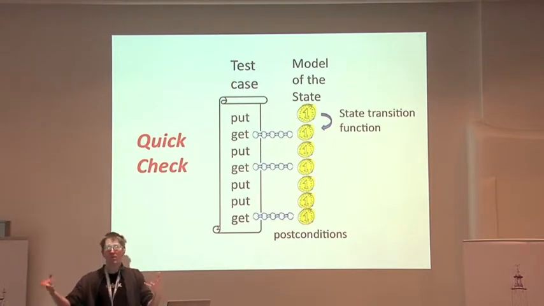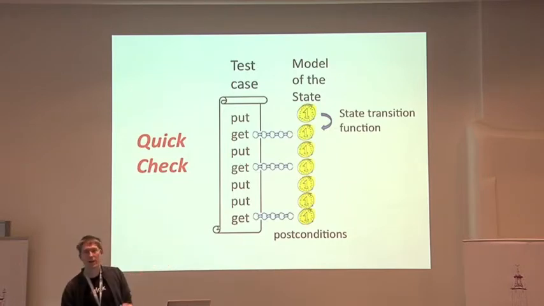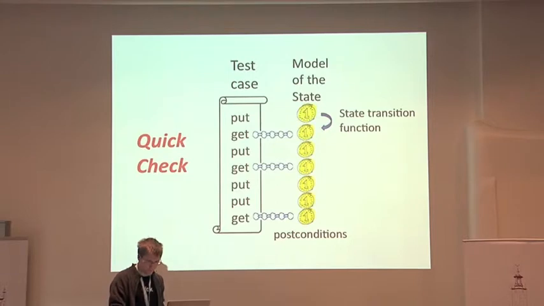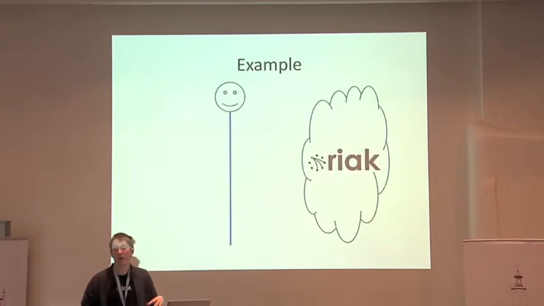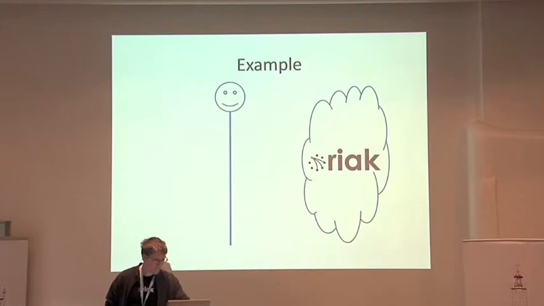So that's our super simple model of Riak, which we're pretty sure is going to be incorrect, but it'll be interesting to see where it breaks down. So let's look at that. And then hopefully that will guide us towards a better specification, an actually working specification.